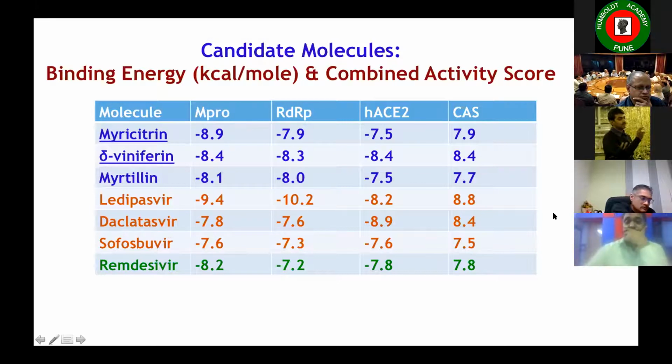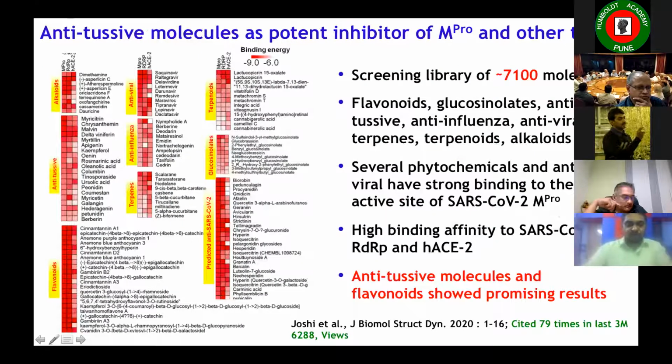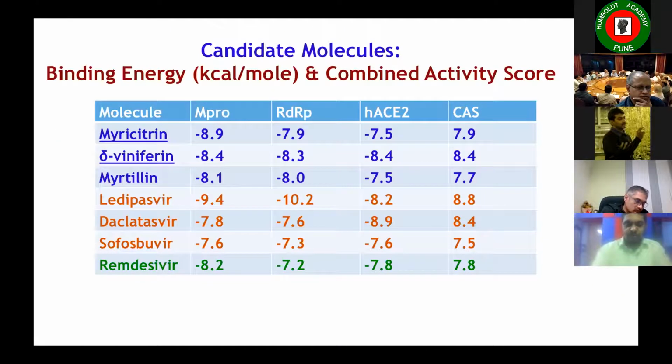As I mentioned in the earlier slide, we screened more than 7,000 molecules, but I'm showing here data of only 6 molecules, and we identified a dozen molecules having a much better score than the remdesivir. This binding energy means how stable a complex it forms with the MPRO, that is the main protease, the RDRPs, as well as the human angiotensin converting enzyme 2 receptors. And this is a combined score.